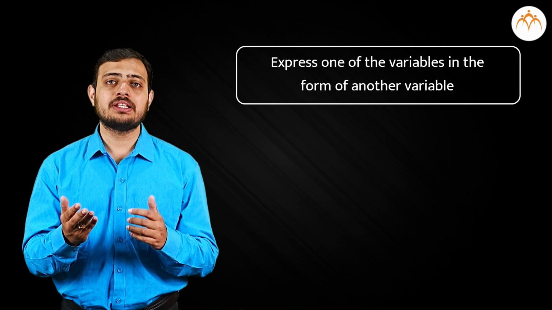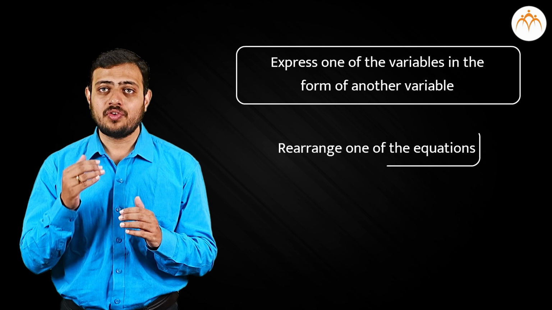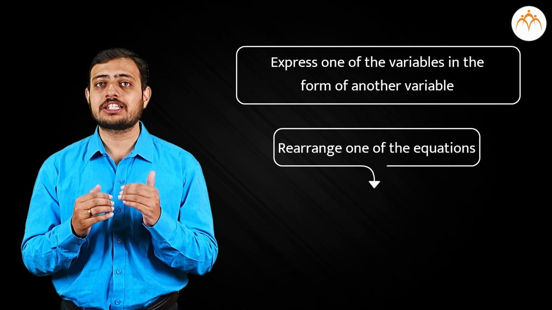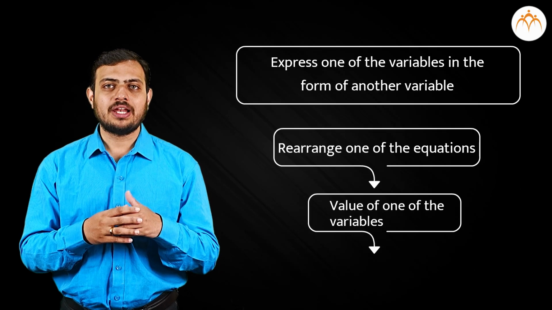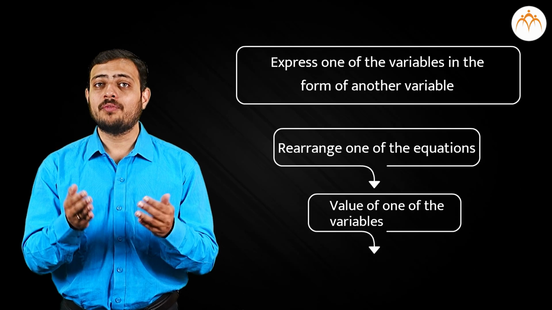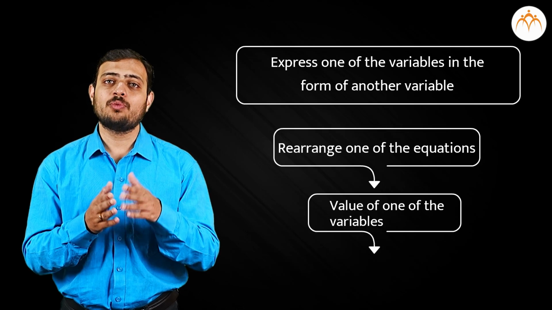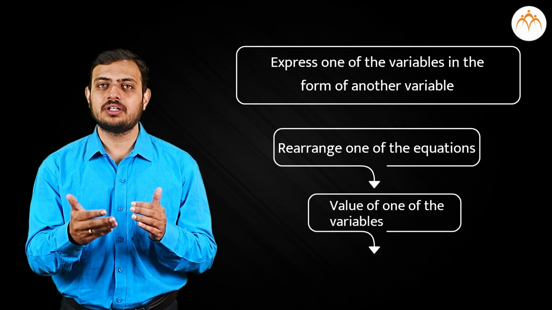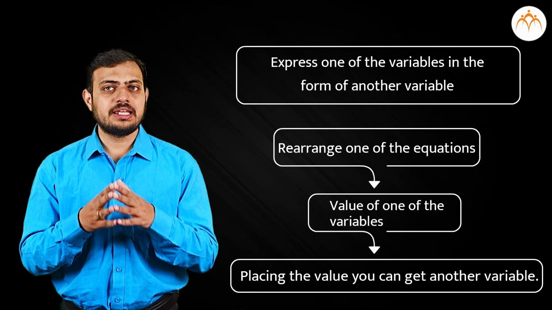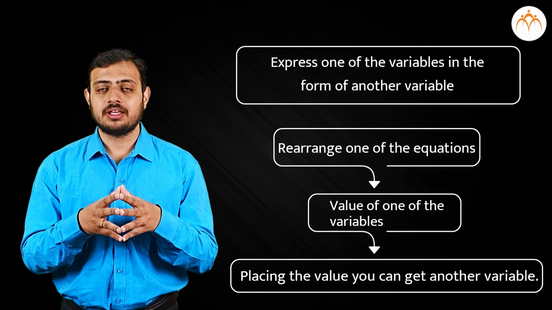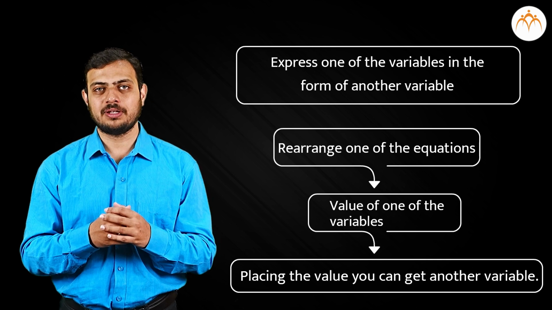Express one of the variables in the form of another variable. Now, for this, we need to rearrange one of the equations to express one of the variables in terms of the other. Put the value of this variable, in terms of the other variable, in the other equation. This will give us an equation in one variable which can be solved further to find the numeral value of one of the variables. After placing the numeral value of this variable in one of the equations, you can get the value of the other variable.